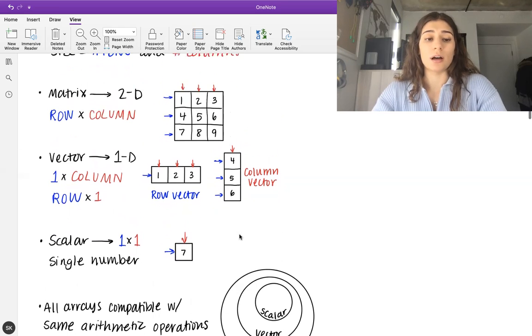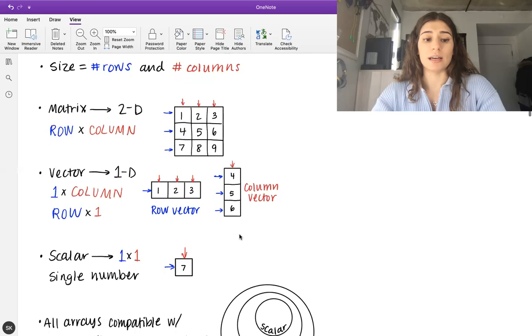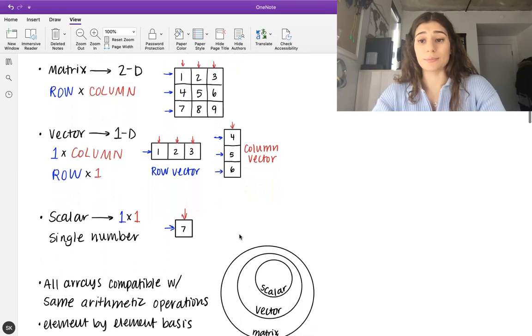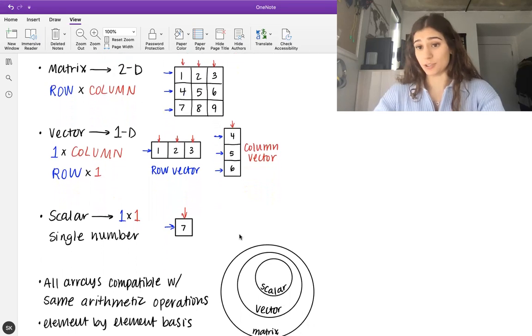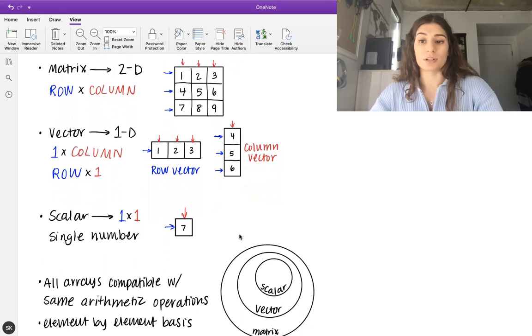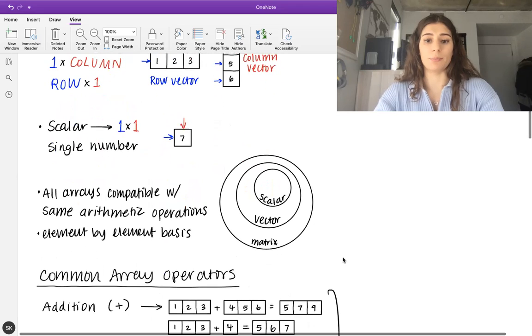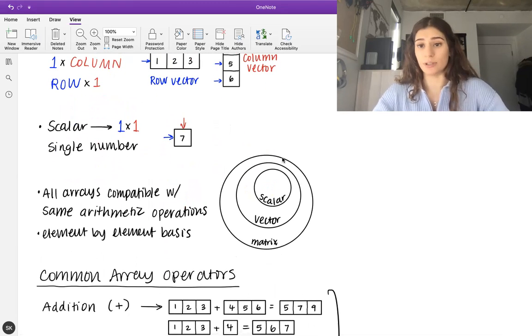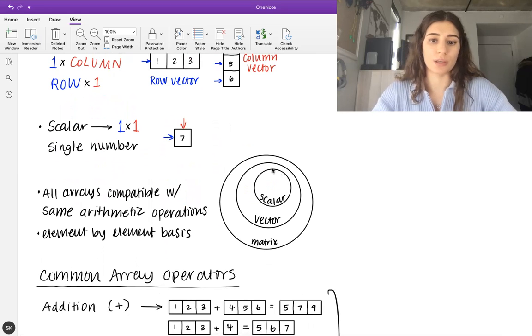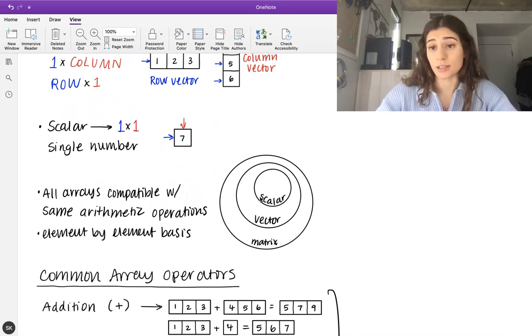So one thing to note is that a scalar is a matrix and a vector is a matrix. But a matrix cannot be a vector or a scalar, and a vector cannot be a scalar. It's sort of like the square rectangle rule, but here we have a little diagram to illustrate how these types of arrays are subsectioned. So we have a subset of matrices that are vectors and a subset of vectors that are scalars.